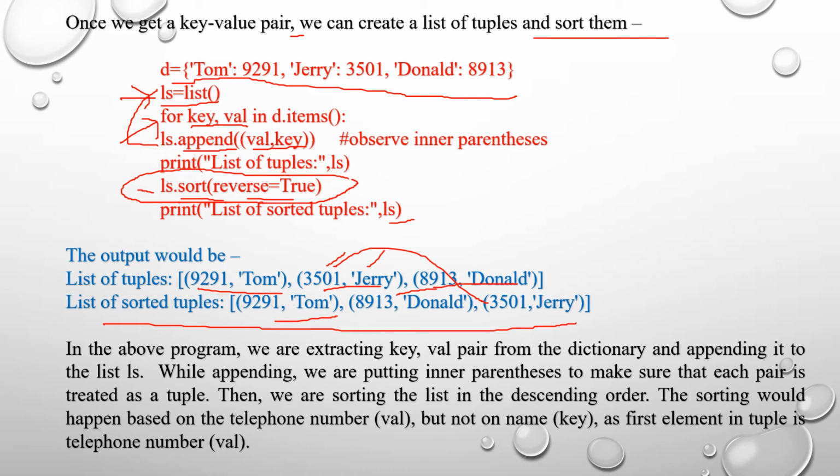So in the above program, we are extracting the key value pairs from the dictionary and appending them to the list ls. While appending, we are putting inner parentheses to make sure that each pair is treated as a tuple. Then we are sorting the list in descending order. The sorting happens based on the telephone number or value, but not on the name key, as the first element in the tuple is the telephone number, or value.